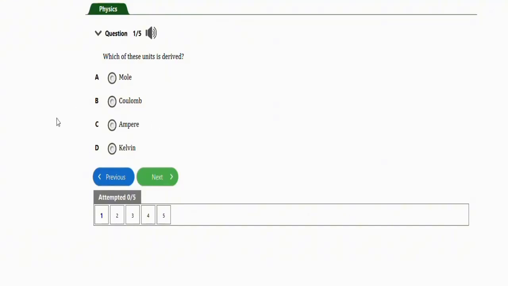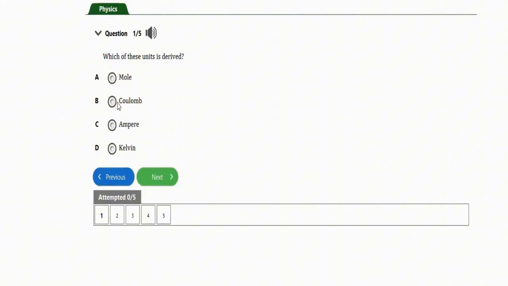So the first one I have here says, which of these units is derived? Option A, we have mole; option B, we have coulomb; option C, we have ampere; option D, we have Kelvin. So guys, the correct option to this question is option B, coulomb.